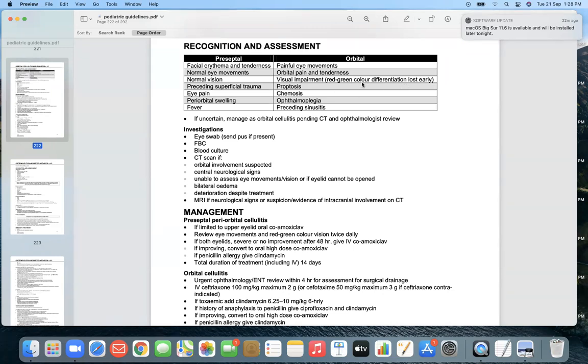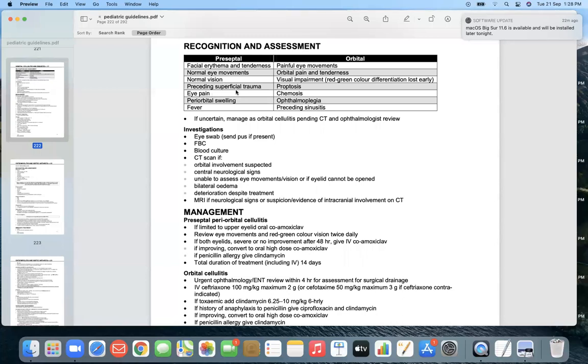So in your examination, always tell that along with the visual acuity, visual fields, color vision, pupillary reflex, and examination of eye movements, don't forget color vision. You will tell complete ophthalmological examination, and if you want to mention step by step, say everything, including color vision. Okay, so visual impairment, red and green color differentiation is lost early. Here in preseptal, there will be normal vision.